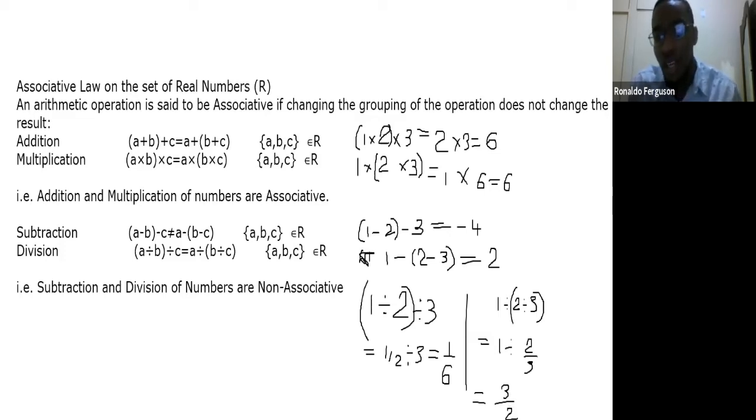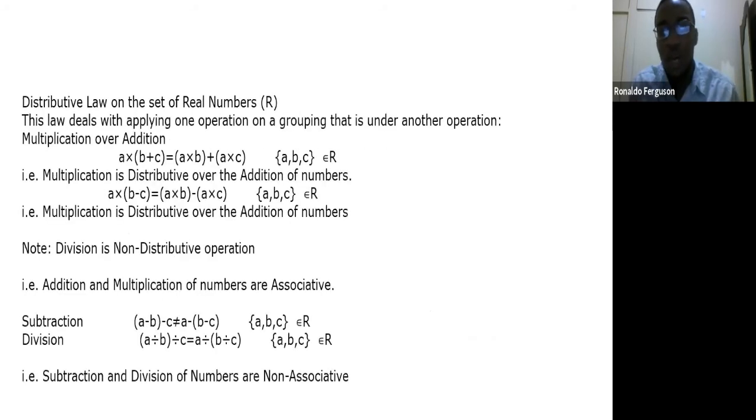Now the next law that we learned about from primary school is the distributive law. In primary school, I remember what my teacher told me. She said any constant k times the sum of a plus b, the k distributes inside of the bracket to get the sum of ka plus kb. I've always remembered that from primary school.